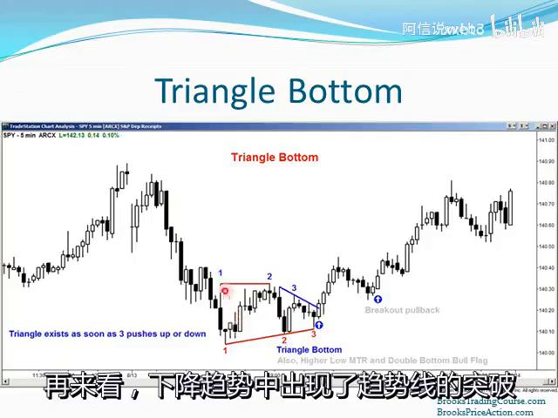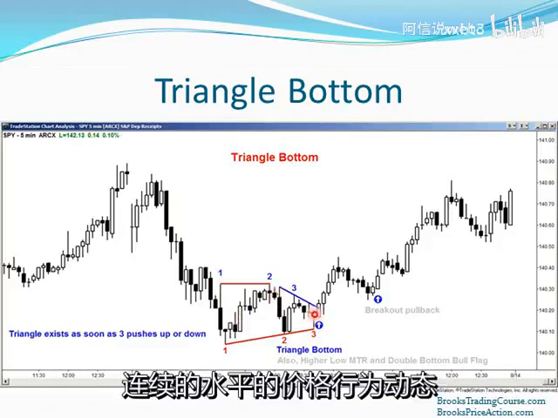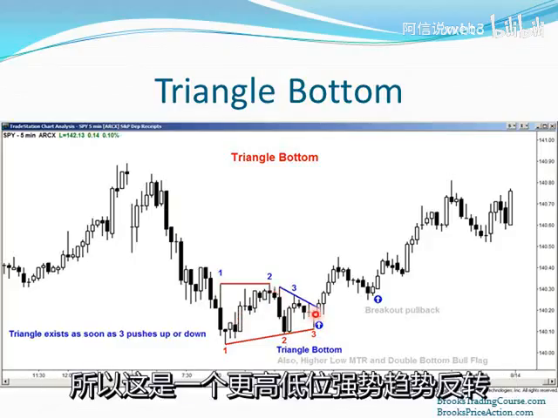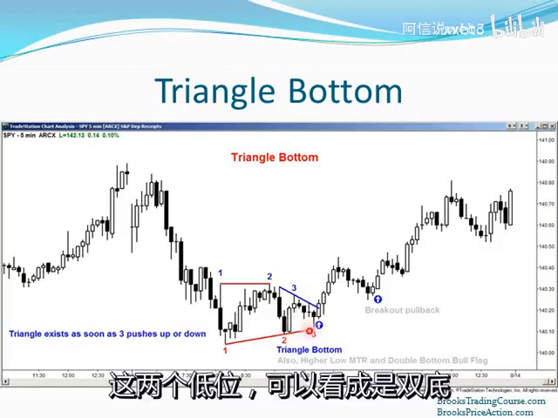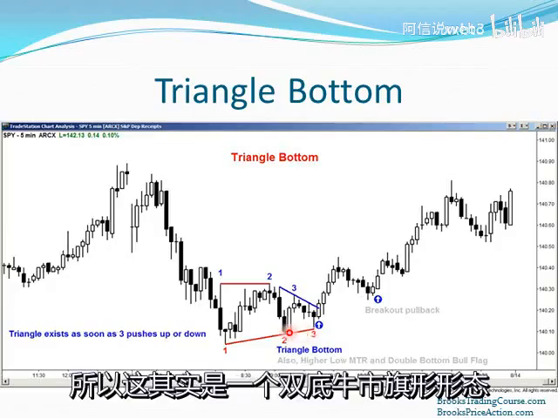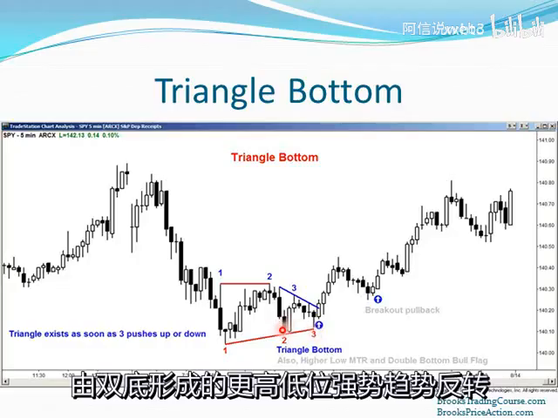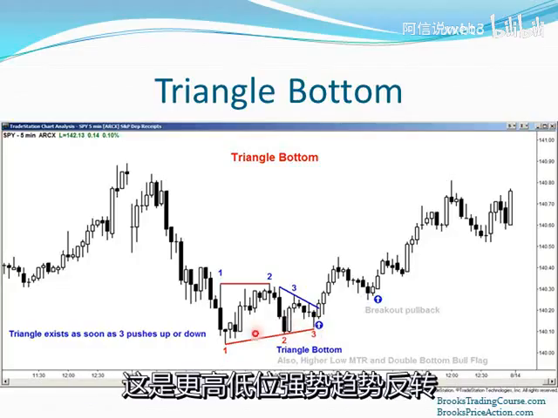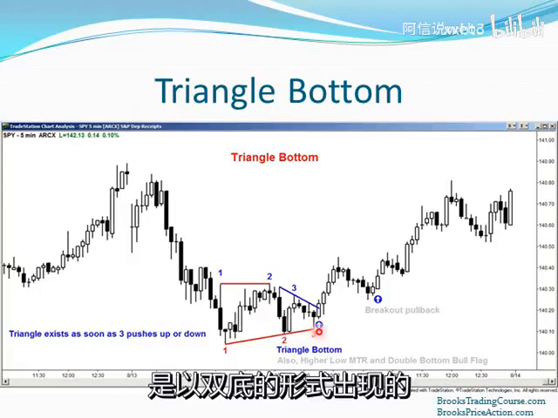Again, bear trend, trend line break, lots of sideways price action. So this is a higher low major trend reversal. These two bottoms are basically a double bottom, even though they're not perfect. So this is basically a double bottom bull flag, forming a double bottom for the higher low major trend reversal. It's a higher low major trend reversal in the form of a double bottom.